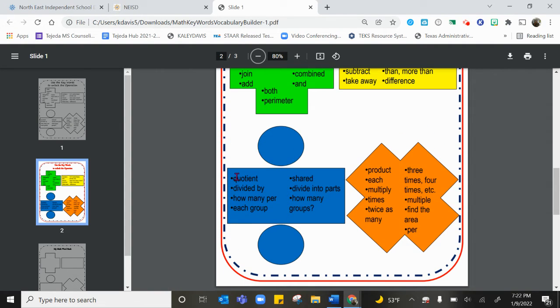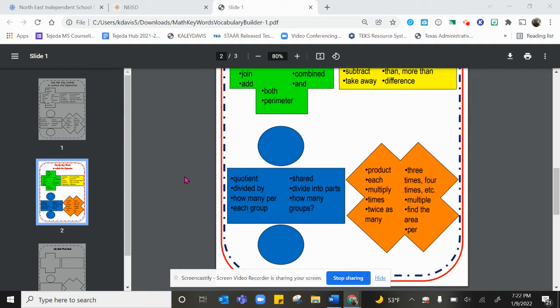For division, the ones you will see a lot of the times are quotient, each group, shared, divided into. I'm going to add in separate, because a lot of times when we use separate, that's going to be division. And then you're also going to have multiplication. Your most common ones are going to be each, per, times, or even 3 times, 4 times. But like I said, I see the word each a lot and the word per a lot as well.